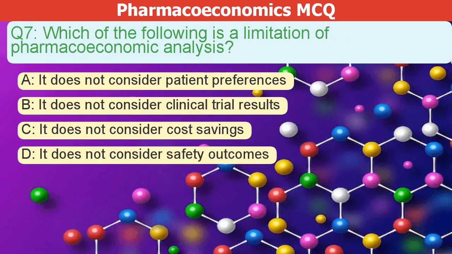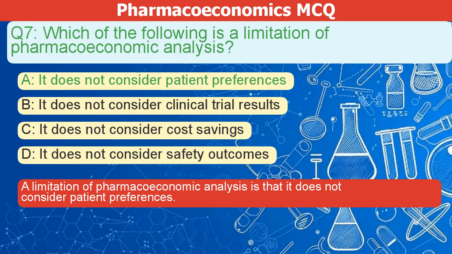Which of the following is a limitation of pharmacoeconomic analysis? A. It does not consider patient preferences. B. It does not consider clinical trial results. C. It does not consider cost savings. D. It does not consider safety outcomes. The correct answer is A. A limitation of pharmacoeconomic analysis is that it does not consider patient preferences.